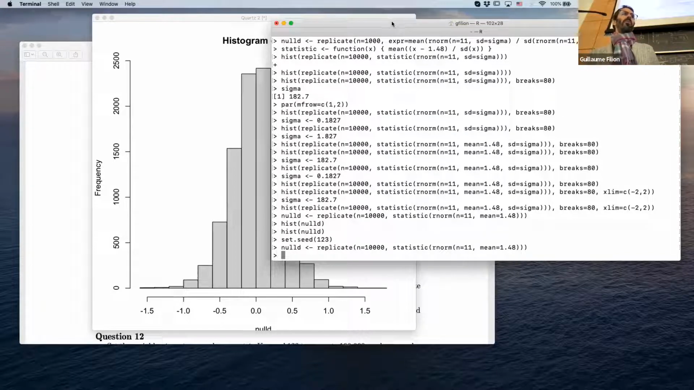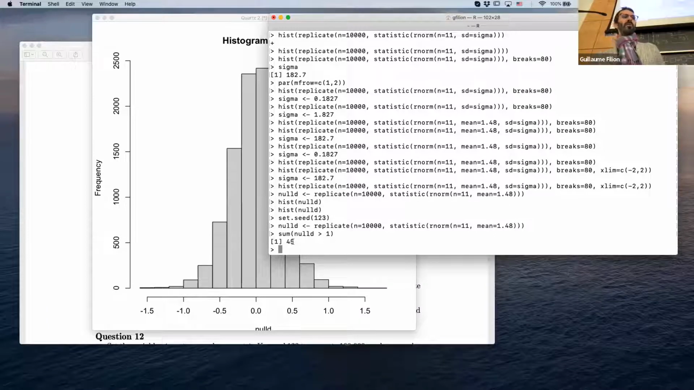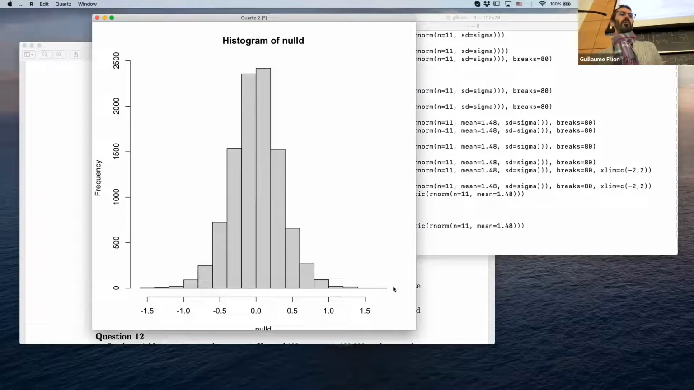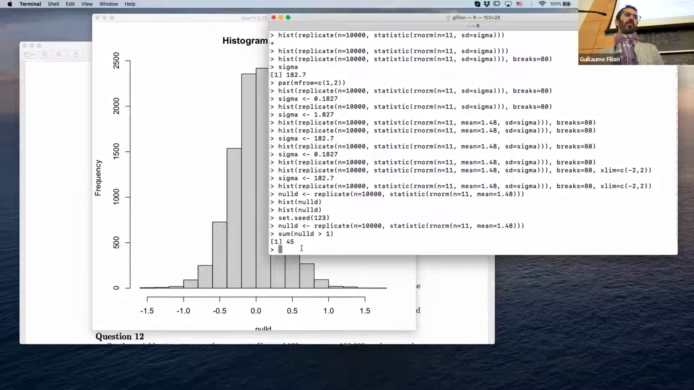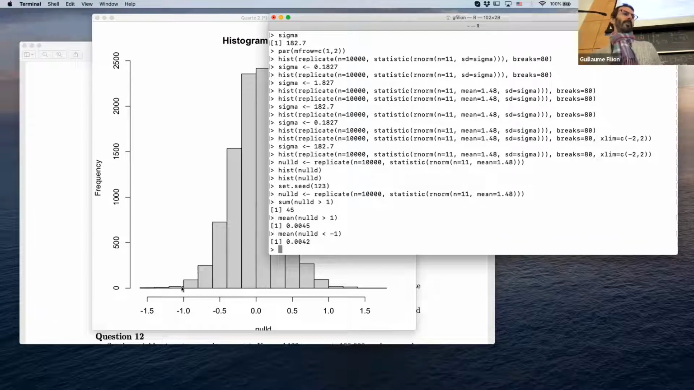Find the absolute value first. Okay, we can do the absolute value first, or we can do it another way. That's the simplest way, to get the absolute value first. To go back to the question I just asked, if you do sum of null d greater than 1, you see that 45 elements out of 10,000 are here. That little area which is there is 45 divided by 10,000. I can actually compute directly the mean, which will do this division by 10,000 for me. So that here is the area which is there. And then I can do what is the mean such that this is less than -1, and so it's the area which is there. And I can do the first plus the second.